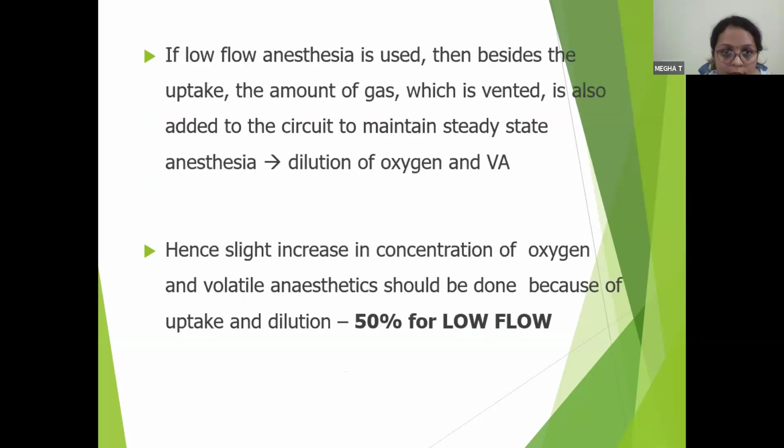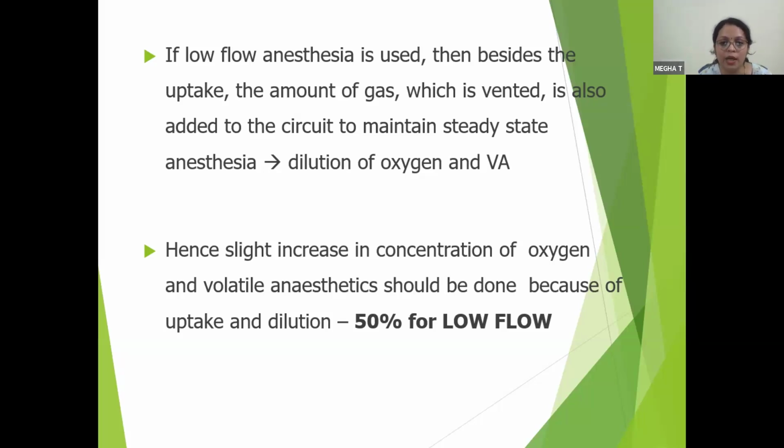If high flow is used, then besides the uptake, the amount of gas which is vented out is added to the circuit to maintain a steady state, hence causing dilution of oxygen and volatile anesthetic. So a slight increase in the concentration of oxygen and volatile anesthetic should be done because of uptake and dilution. The exhaled gas is added to the fresh gas flow and delivered to the patient, causing the dilution. Hence, at least a minimum of 50% oxygen has to be maintained in low flow to avoid any hypoxia because of the dilution effect.